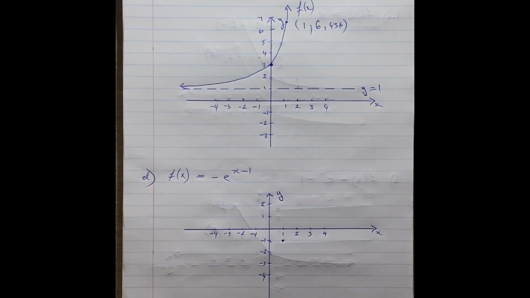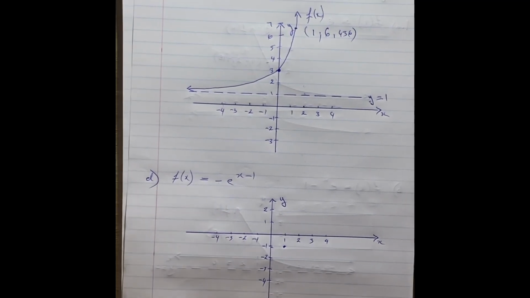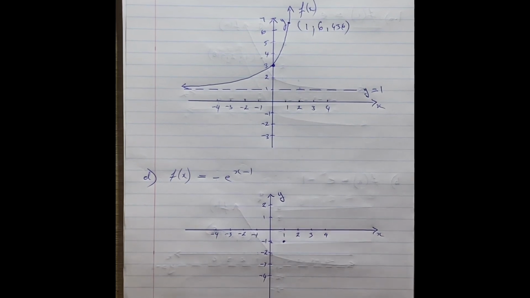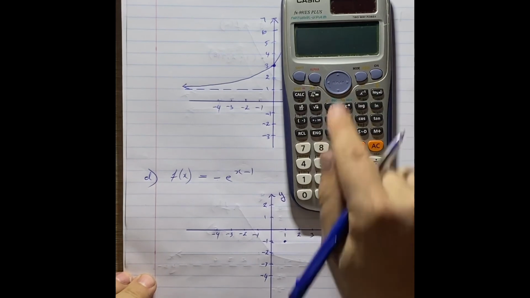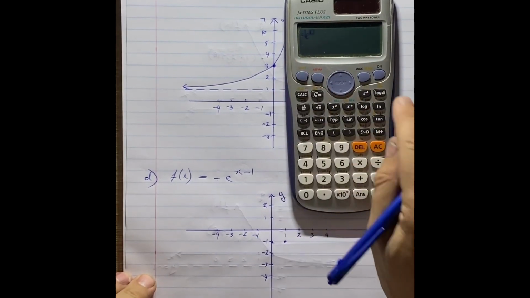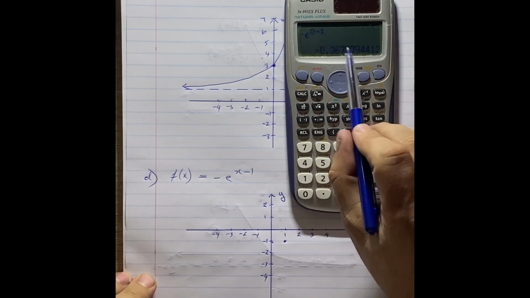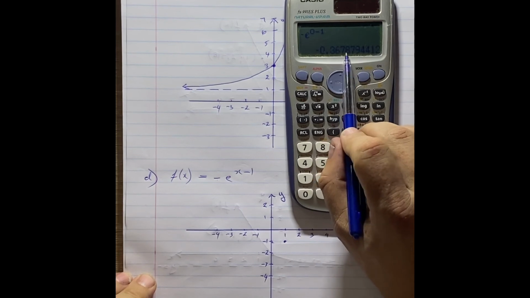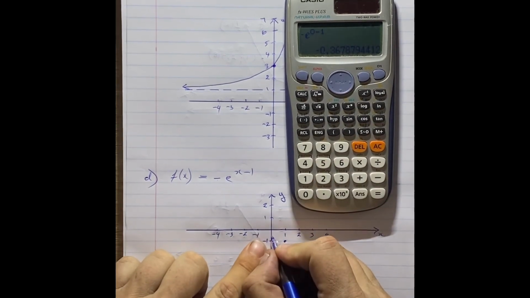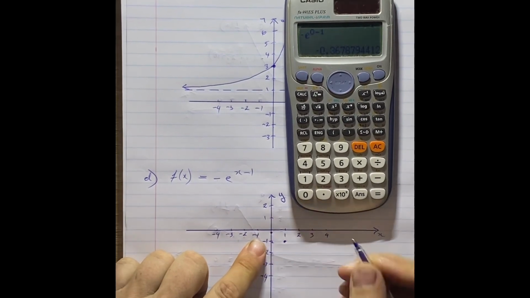How do we find y-intercepts? By making x 0. So y is equal to minus e to the 0 minus 1. And that will give us, just do it on your calculator, minus e to the 0 minus 1. And we're getting a y-intercept of minus 0.368, which is, that's 0.5. It'll be about there. Okay.